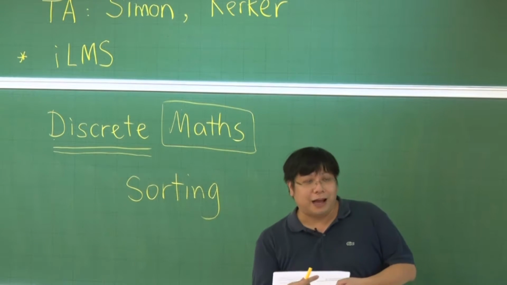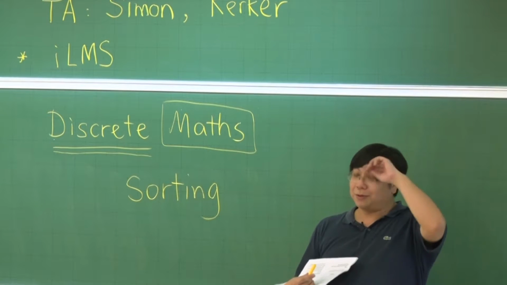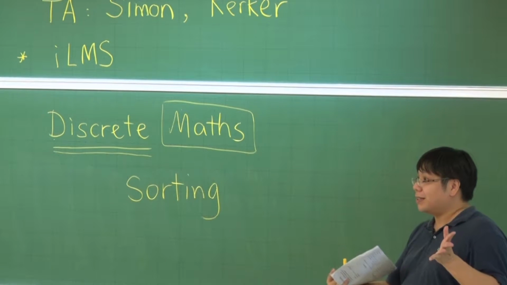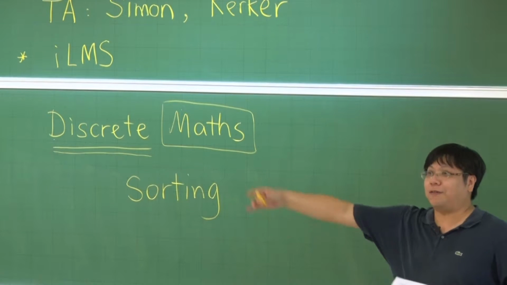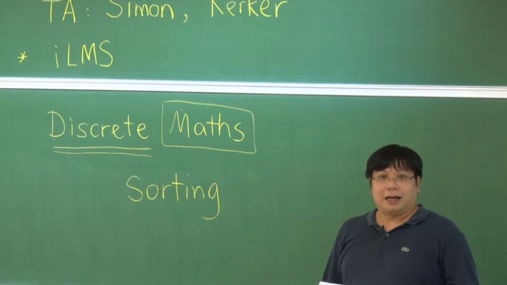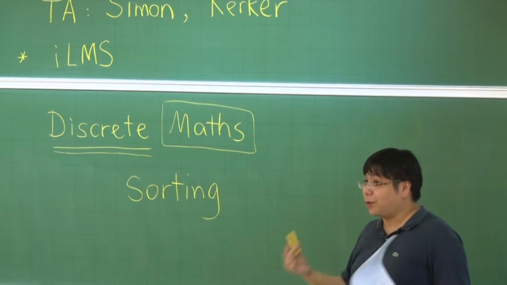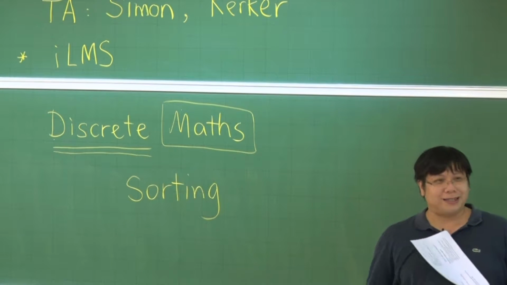So I believe you haven't heard of this word before, right? I don't know when I was in my undergraduate. So sorting is what? Sorting is you have a lot of numbers, and then you want to arrange them from small to large. Then this is sorting. So why is it called sorting?